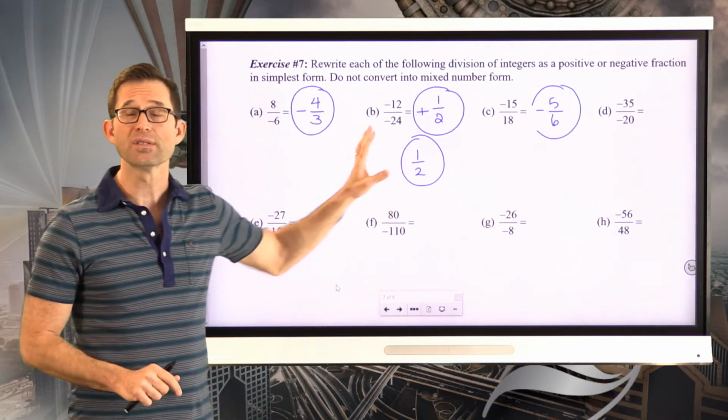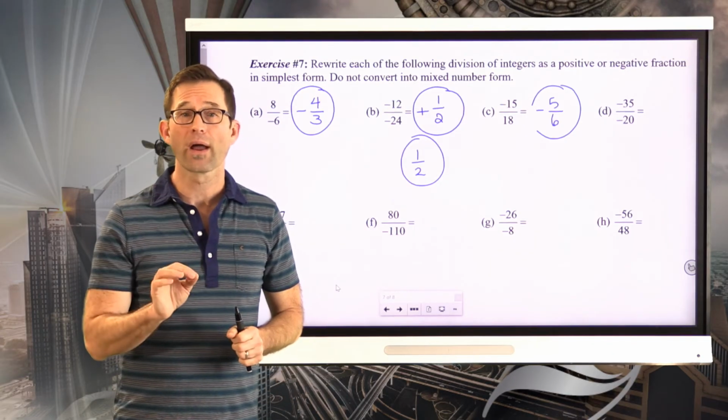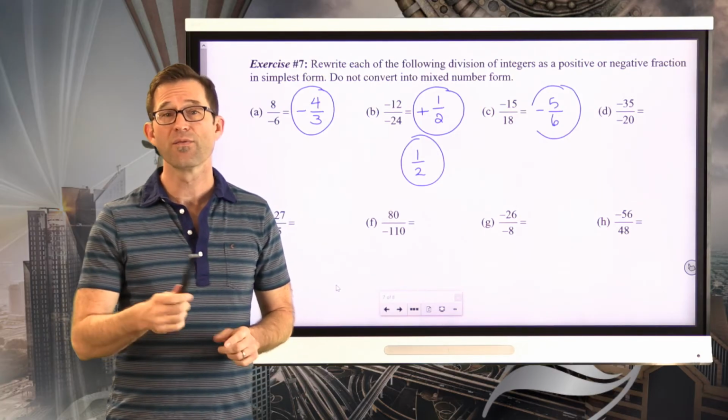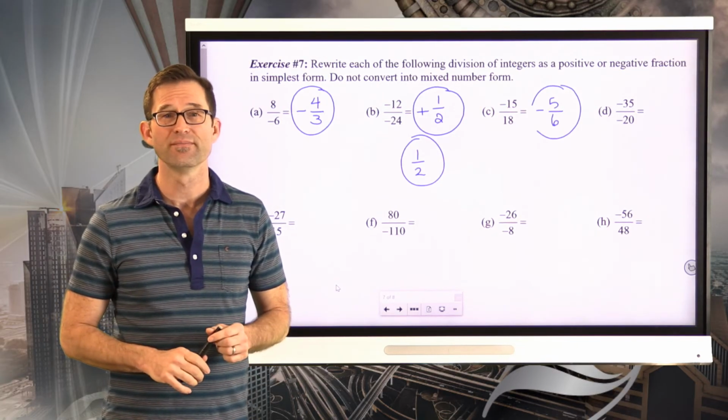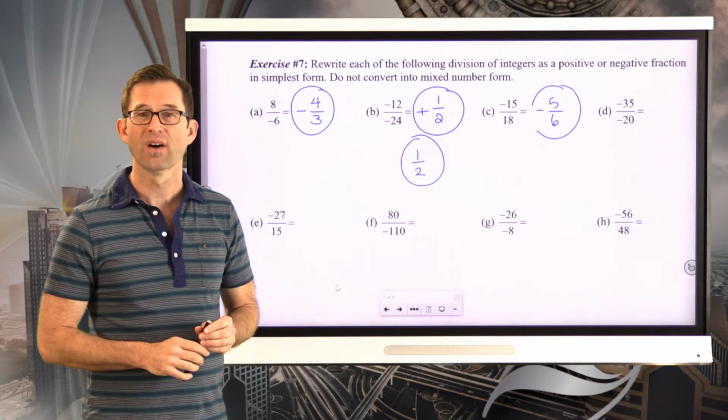All right. What I'd like you to do on all the rest of them, including letter D, is I'd like you to do what we just did. I want you to think about the numerator and the denominator. Think about whether the overall fraction should be positive or negative, and then simplify it as much as you can. Pause the video now and take a few minutes to do this. All right, let's do it.